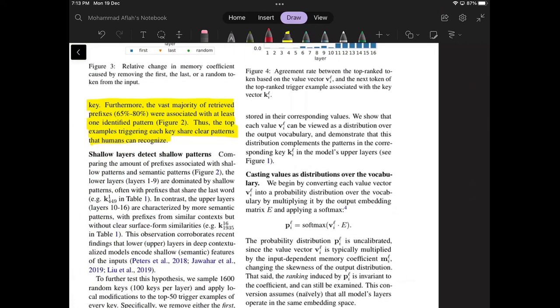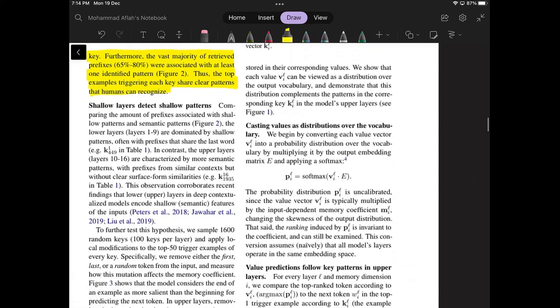Then shallow layers detect shallow patterns. So comparing the amount of prefixes associated with shallow patterns and semantic patterns, the lower layers are dominated by shallow patterns, often with prefixes that share the last word. In contrast, the upper layers are characterized by more semantic patterns. This observation corroborates recent findings that lower layers in deep contextualized models encode shallow semantic features.